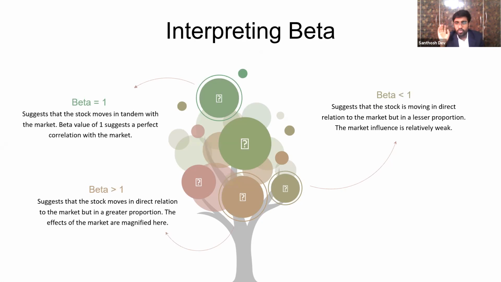Predominantly, stocks do not move in this particular fashion. They do not have a beta equal to 1. Very few stocks have a beta equal to 1. But obviously, when it is tending towards 1, then there is a tandem movement.